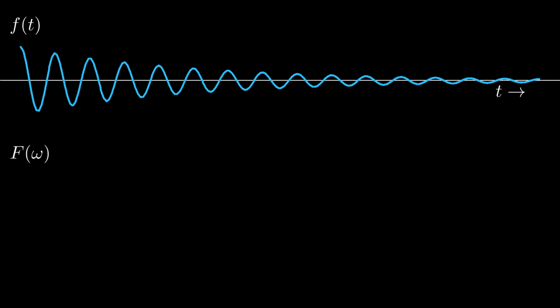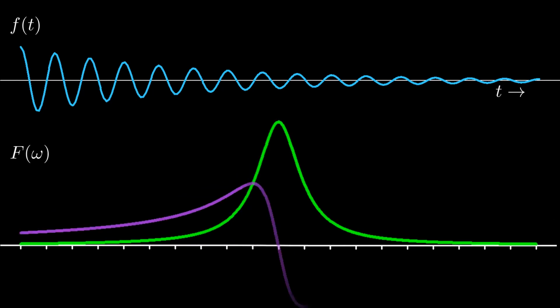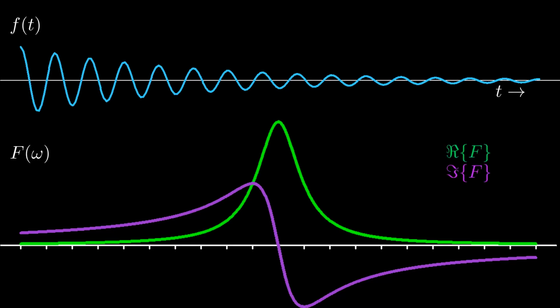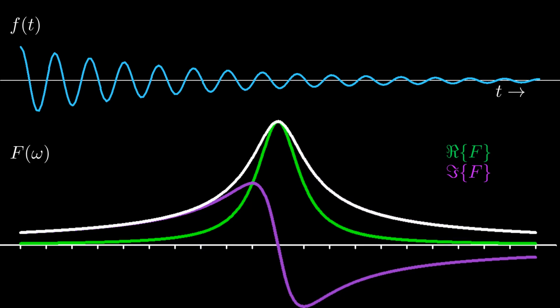What you'll most often see in textbooks is the real and imaginary components of big F of omega plotted together like this. Again, real part in green, imaginary in purple. If phase isn't important to you and you just want to see the relative contributions of each frequency to f of t, you can also display a single plot of the modulus of big F of omega, since this would represent the amplitudes of contributing sinusoidal frequencies in f of t.